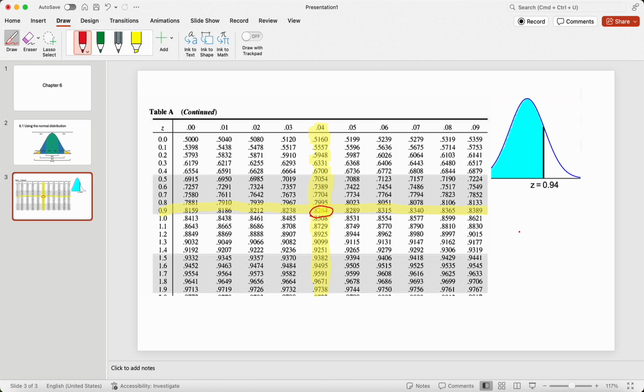But evidently there is 0.8264 area to the left. That's how much is inside of that shaded region.